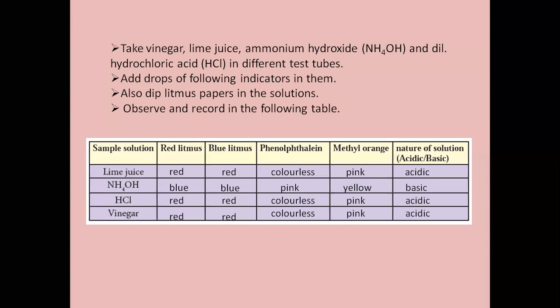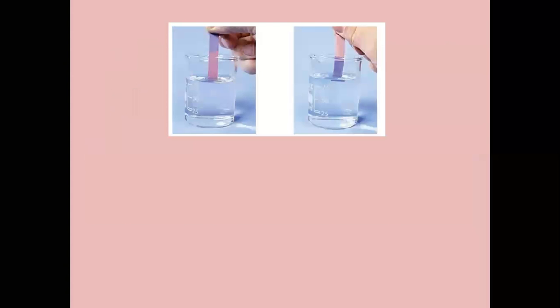So in this way, in the exam also, they can give you tables, or they can just ask you a 2-mark question where they will ask you to write the color changes in the different indicators. So now we have seen the litmus paper color change. This is how we see it in the laboratory.